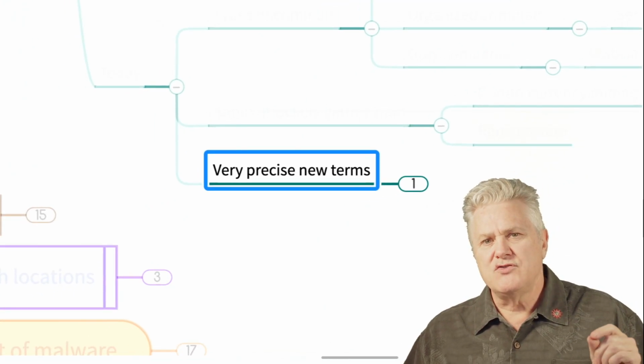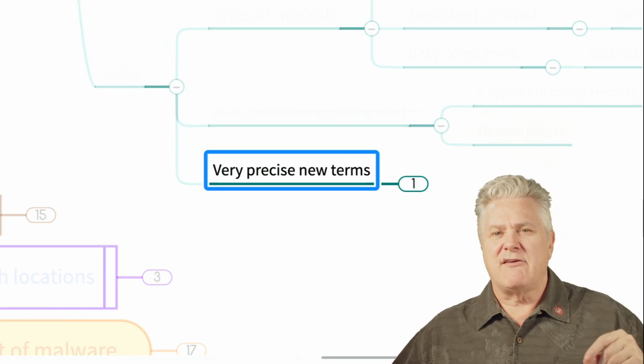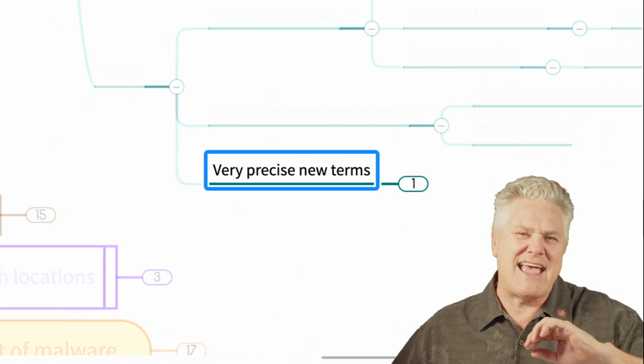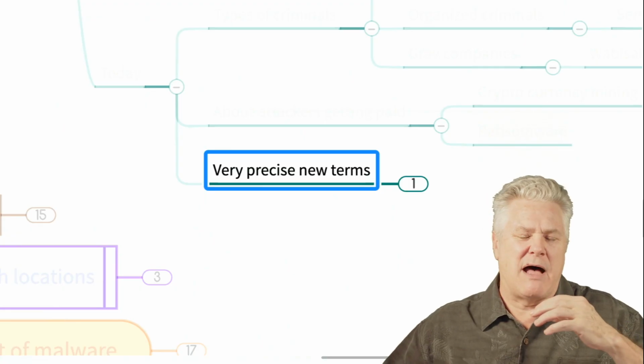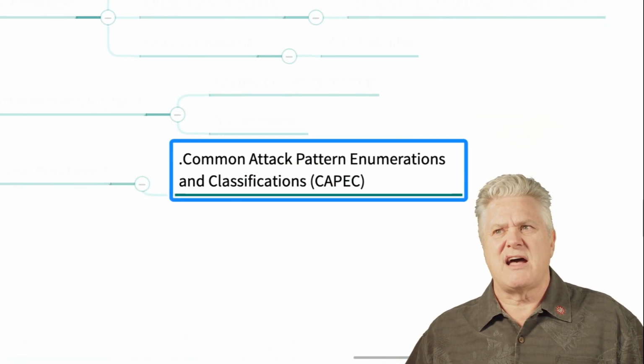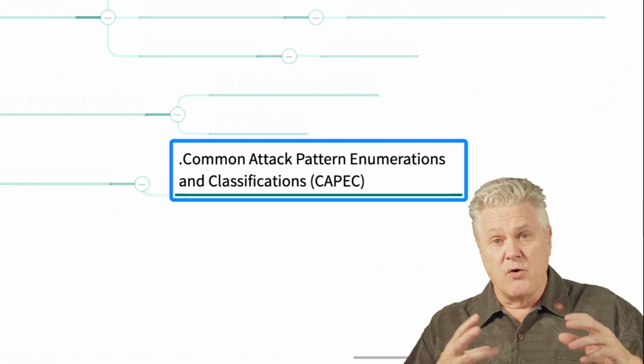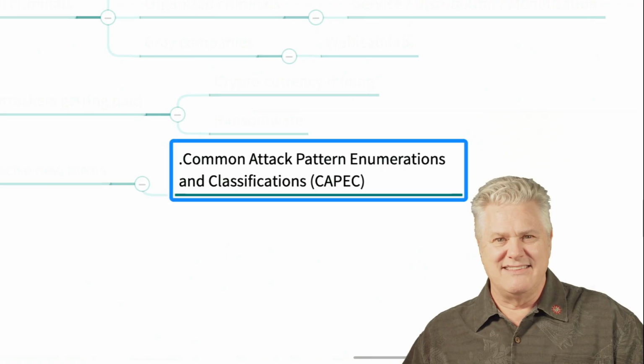Today, we're using much more precise terms than we used to when we talked about viruses, worms, and Trojans. So let's take those out of our vocabulary. I'm even sorry that I actually said it. Today, what we're going to use is Common Attack Pattern Enumeration and Classification, or CAPEC. And I'm going to give you a little taste of that in the next section.